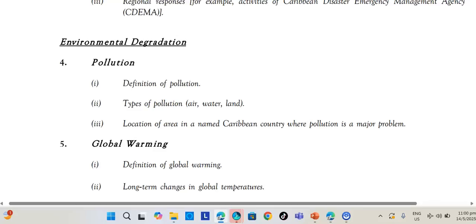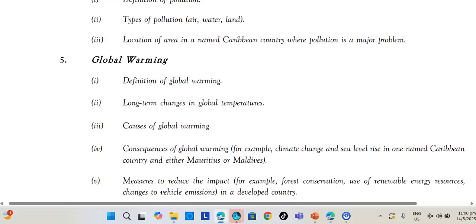Now we're going to look at a location or area in a named Caribbean country where pollution is a major problem, and I chose to look at Jamaica, Kingston Harbor, one of the most polluted coastal areas in the Caribbean. Pollution from factories, sewage, ships, and garbage hurts fish life, seaweed, and mangroves. It affects health and tourism if not controlled.